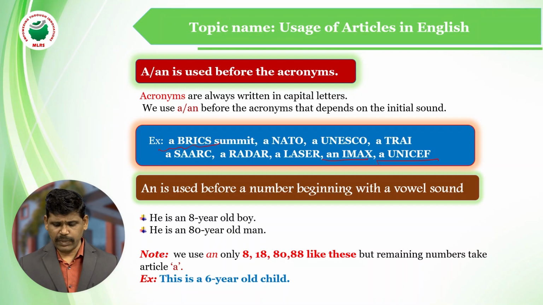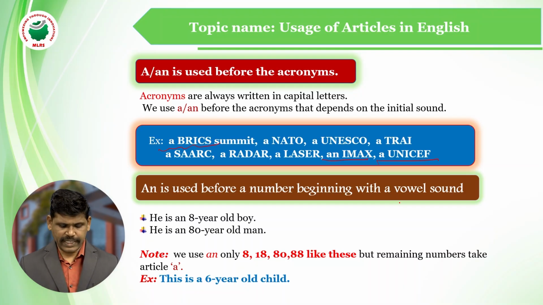An is used before a number beginning with a vowel sound. This is one of the important areas, especially before numbers. I'll give you one clue. Except the number 8, for every number we use the article a. Example, a 1 rupee coin. In 1 rupee coin, there is a wa sound. 2, a ta sound. 3, a ta sound. 4, 5, 6, 7, 8, the pronunciation is eight, with a vowel sound. So we use only the article an. Except 8, for all the remaining numbers, we use the article a.